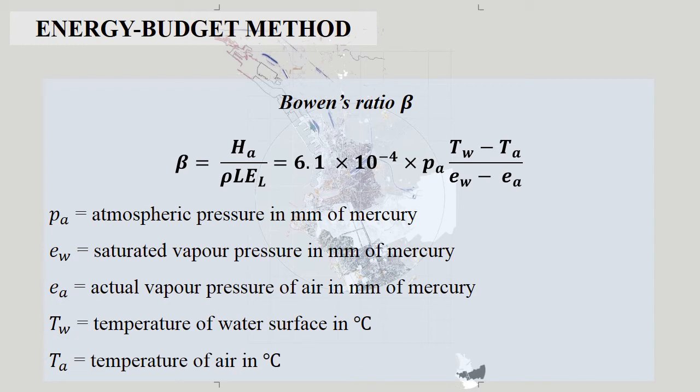The sensible heat term Ha, which cannot be readily measured, is estimated using Bowen's ratio, beta, given by the expression beta is equal to Ha over density times L subscript E, equal to 6.1 times 10 raised to negative 4 times P subscript A, multiplied by T subscript W minus T subscript A all over E subscript W minus E subscript A, where P subscript A is the atmospheric pressure in millimeter of mercury, E subscript W is saturated vapor pressure in millimeter of mercury, E subscript A is the actual vapor pressure of air in millimeter of mercury, T subscript W is the temperature of water surface in degrees Celsius, and T subscript A is the temperature of air in degrees Celsius.